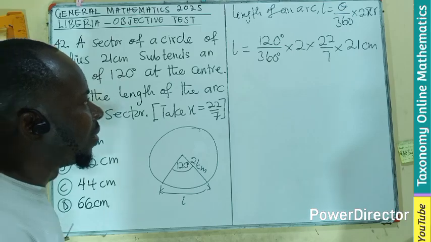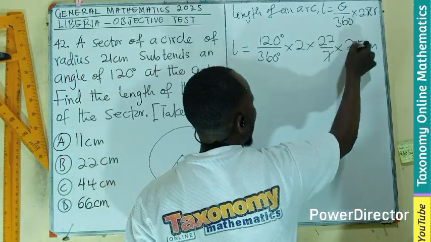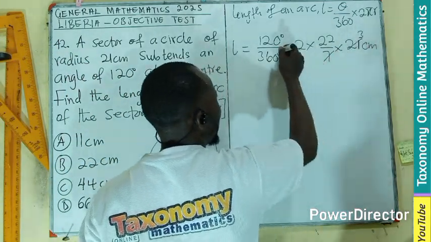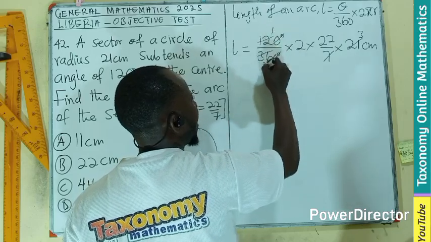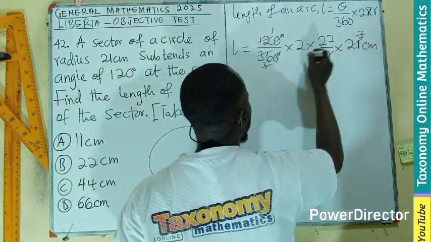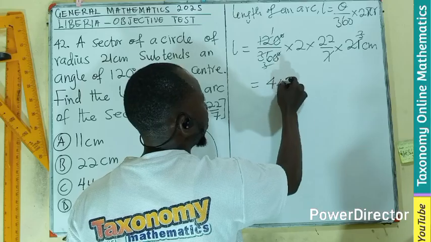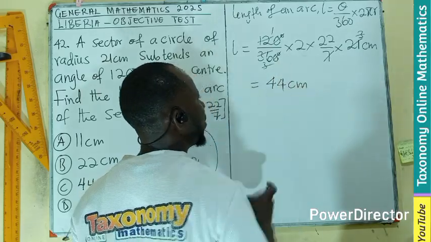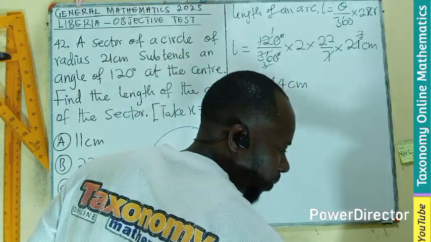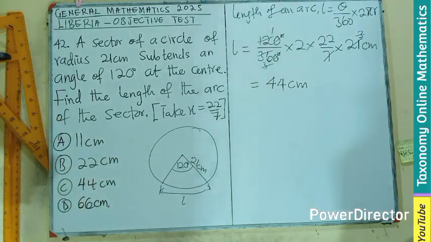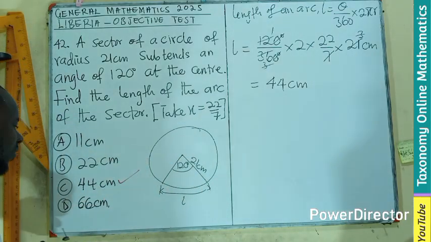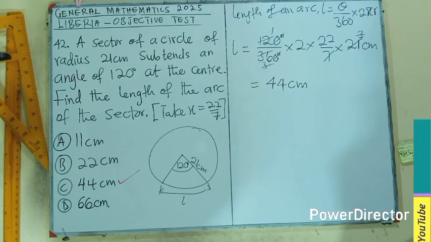Let's do some cancellation here. This will cancel this as 3. This will cancel. Go here 1, go here 3. 3 cancels this, so I should be having 44 centimeters. So the length of the arc of that sector from here to here is going to be 44, and that is C as the best option for this question.